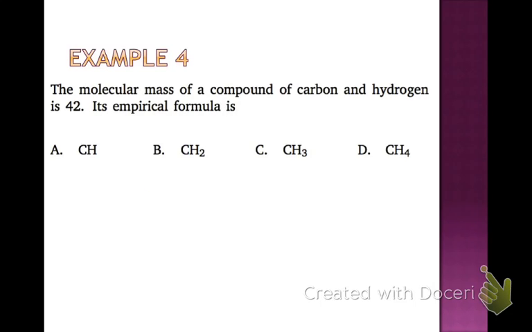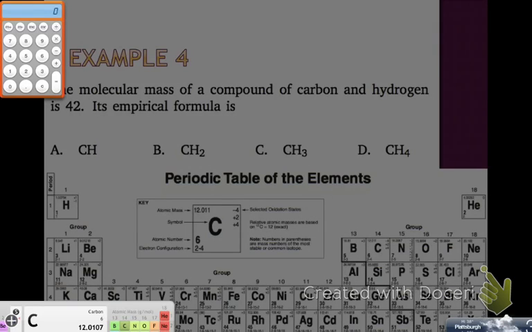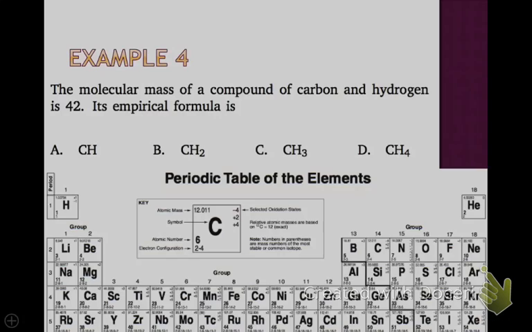For example number 4, the molecular mass of a compound of carbon and hydrogen is 42. Its empirical formula is. So it's telling us that when we add up the mass of the carbons and hydrogens together, that gives us the number 42. We want to know what the empirical formula is. So here we're going to need a few things. We will need the periodic table to remember what the masses of everything is, and we'll also need our calculator. So I have my calculator in the upper left. Make sure you have your calculator here as well.